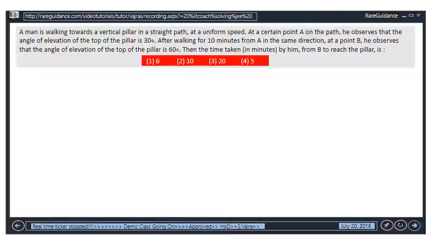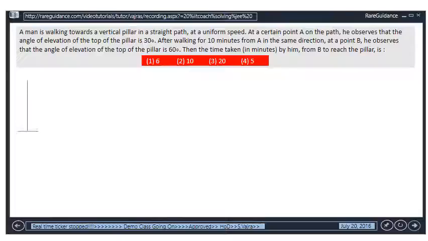We've got four options: 6, 10, 20, and 5, all in minutes, and we'll have to figure out which. So let's look into it. What exactly do we have? Let's try to solve the way we always do. We'll first visualize the question.